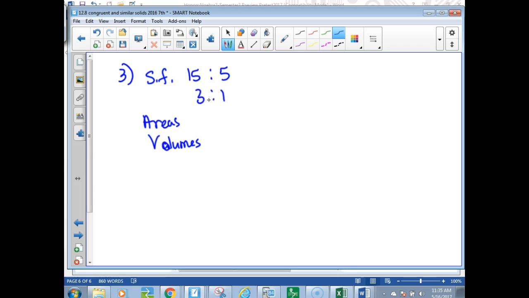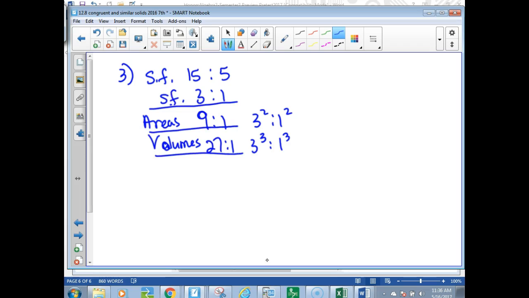So if you know the scale factor is 3 to 1, what's the ratio of the areas? No. Perimeter would be 3 to 1, or area, 9 to 1. Volume, cube the 3 and the 1. This one I squared, the next one I cube them. 27 to 1. There's the 3 answers.